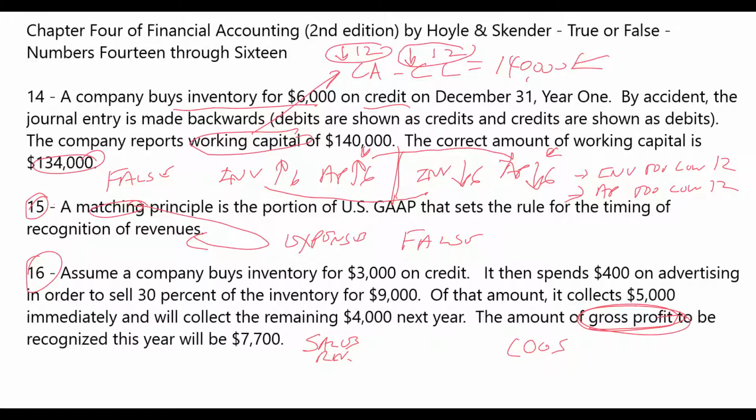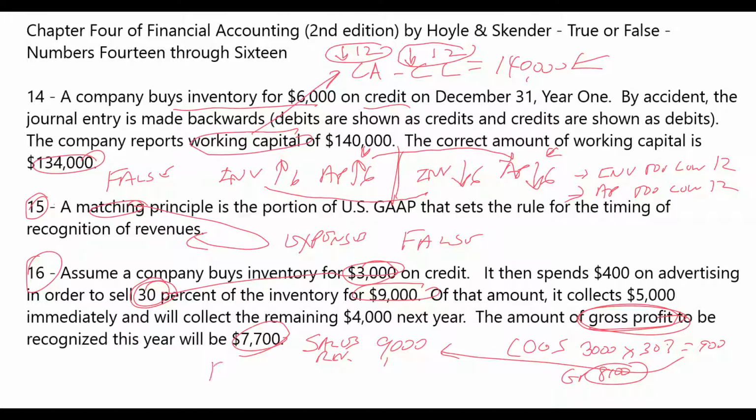They sold the inventory for $9,000. You have a revenue of $9,000 and the cost of goods sold, they sold 30% and it had a cost of 3,000. So cost of goods sold is 3,000 times 30% or $900. How much is gross profit? Gross profit's the difference. It's 8,100. The $7,700 figure is false.